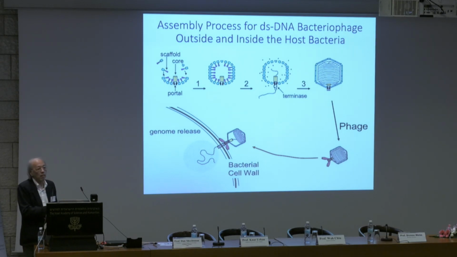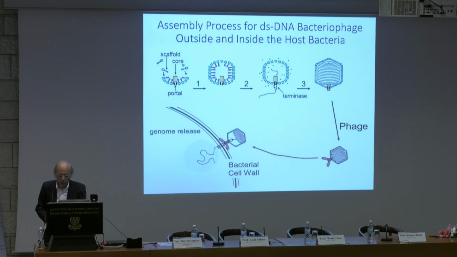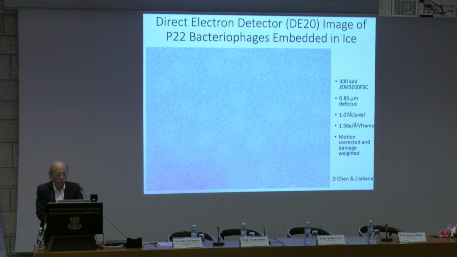So the first part of my talk is to show you how we can get structures of these mature phages, and subsequently how the phages look before the DNA comes in. Finally, how we can visualize phages being assembled inside a bacterial cell. So here, I'm going to show you an image of these bacteriophages, which is around 700 angstrom in diameter.